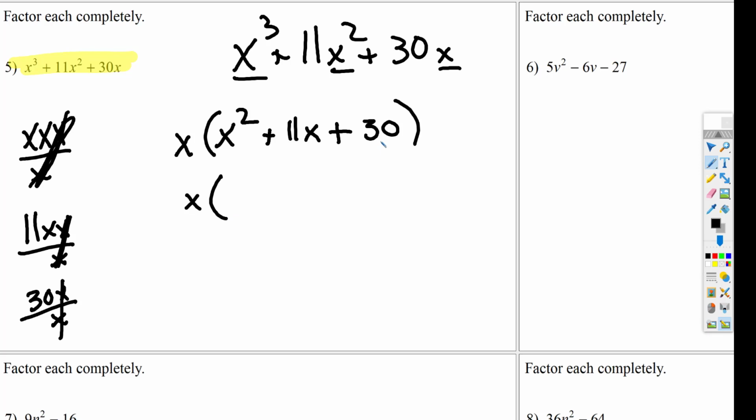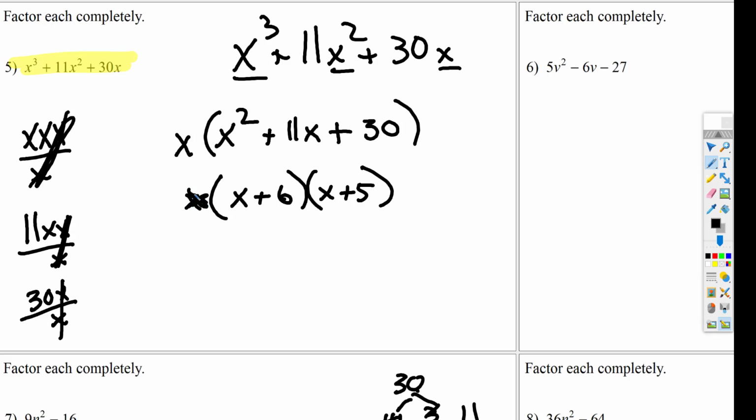So factors of 30 that add up to 11, well, it's not going to be 10 and 3. It's not going to be 15 and 2. Yep, 5 and 6. They multiply to be 30. They add up to be 11. So x plus 6, or you could put x plus 5. That part doesn't matter. So if we're just factoring, not solving, then that x looks like it's going to touch.